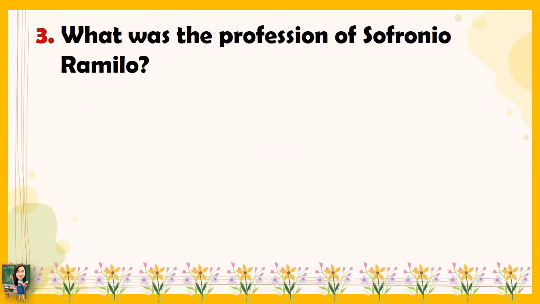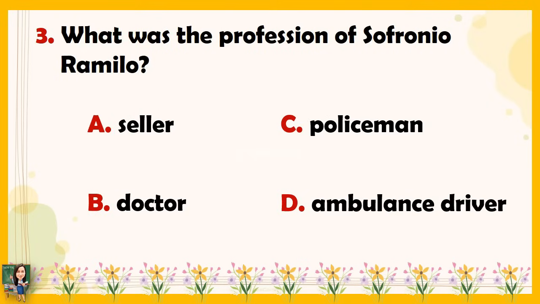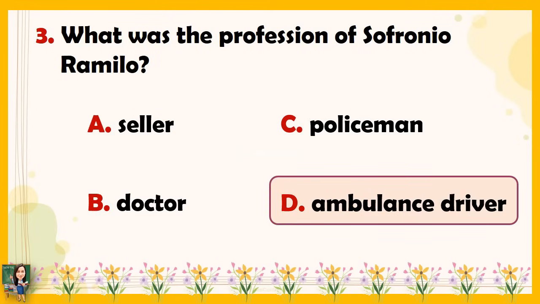Number 3. What was the profession of Sofronio Ramilo? A. Seller. B. Doctor. C. Policeman. D. Ambulance driver. What is the correct answer? Very good. The correct answer is letter D, ambulance driver.